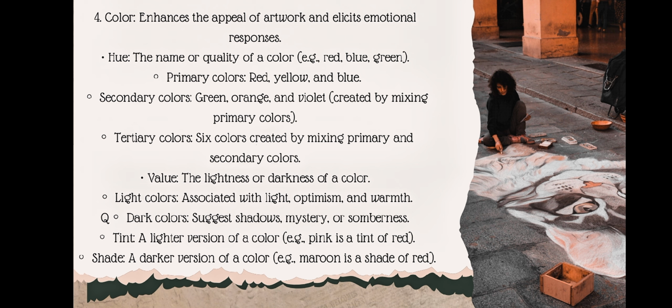Value: the lightness or darkness of a color. Light colors are associated with light, optimism, and warmth. Dark colors suggest shadows, mystery, or somberness. Tint: a lighter version of a color, like pink is a tint of red. Shade: a darker version of a color, like maroon is a shade of red.